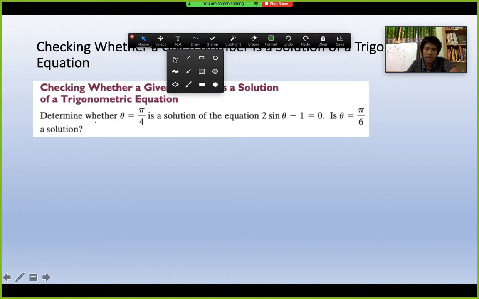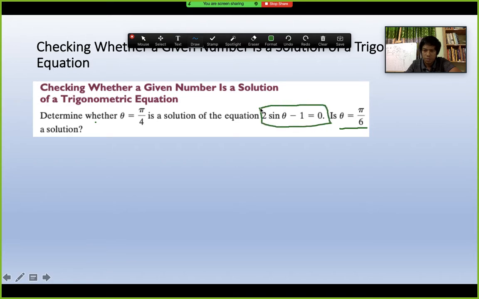Here two values are given. One value is theta equals pi by 4, and the other is theta equals pi by 6. Two theta values are given for this function, and the question is: is theta equals pi by 4 a solution of this equation? And is theta equals pi by 6 a solution of this equation?